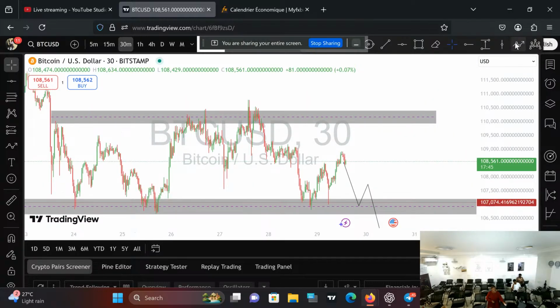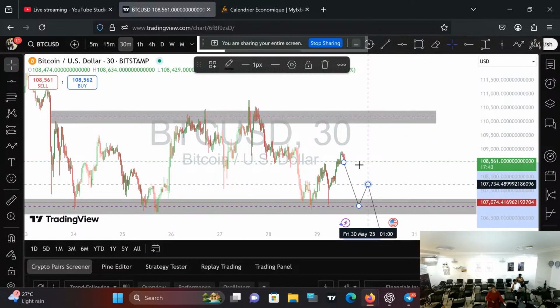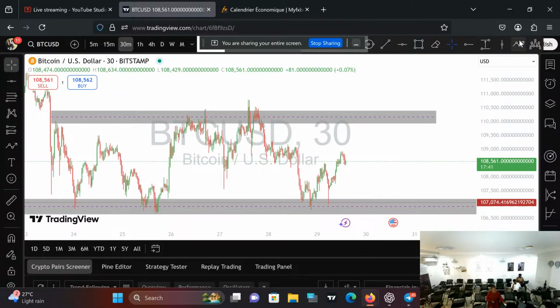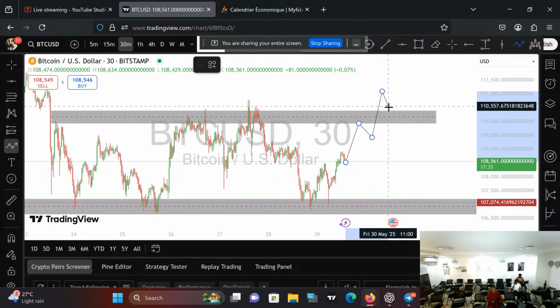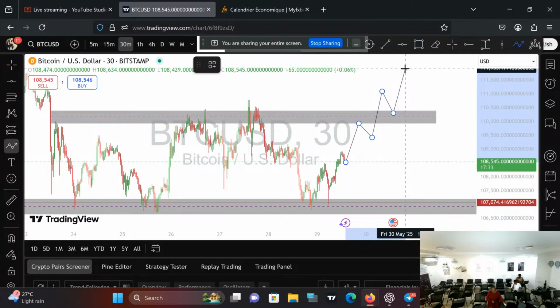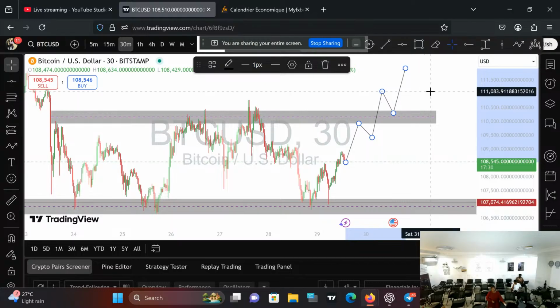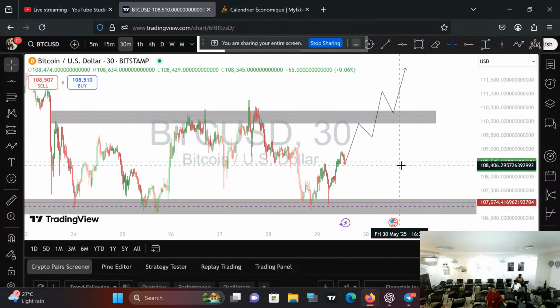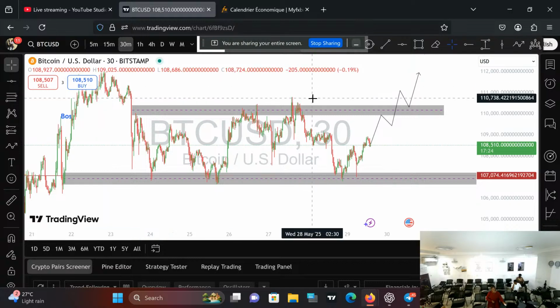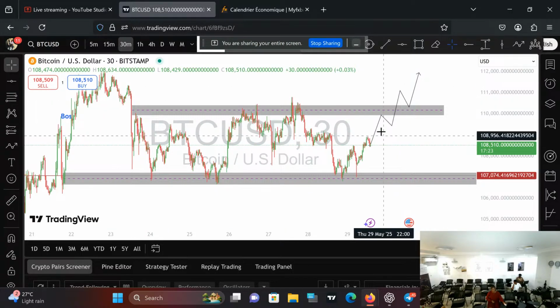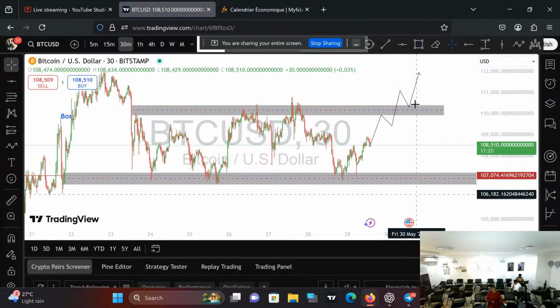Or the market might also do something like this: break the level, retest, and continue pushing up. This is what the market might do. But for now, the market has not been able to break this previous high, so we should be looking for sell opportunities.